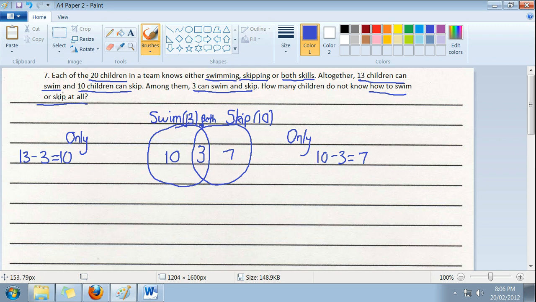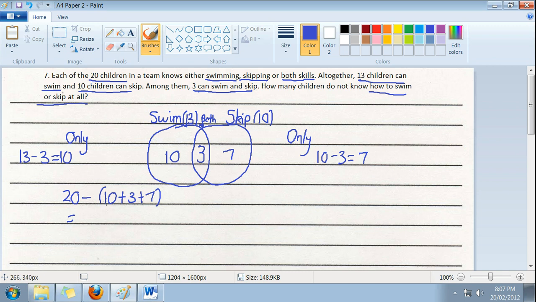Alright, so if we want to find out how many children do not know how to swim or skip at all, this is what we do. We subtract from 20. Why? Because we know there are 20 children in a team. Okay? And we take away 10 plus 3 plus 7. Why? Well, we know that 10 children only know how to swim, 3 can do both, and 7 children only know how to skip. So by subtracting all this, we will find how many children don't know how to swim or skip at all.